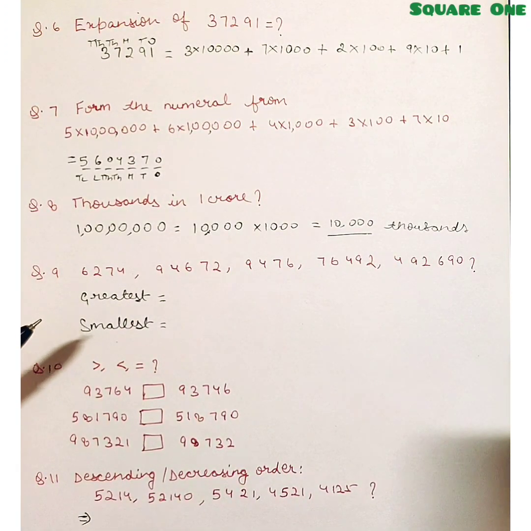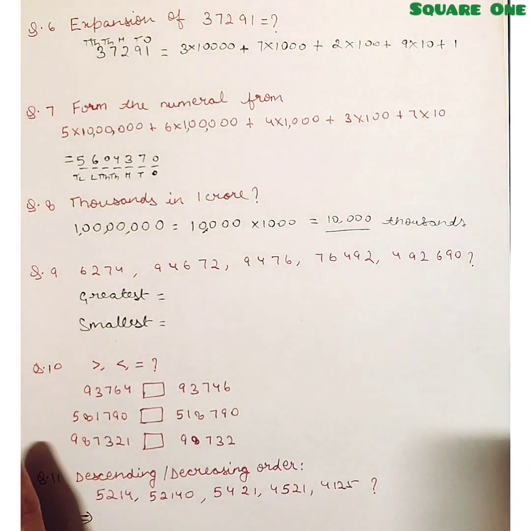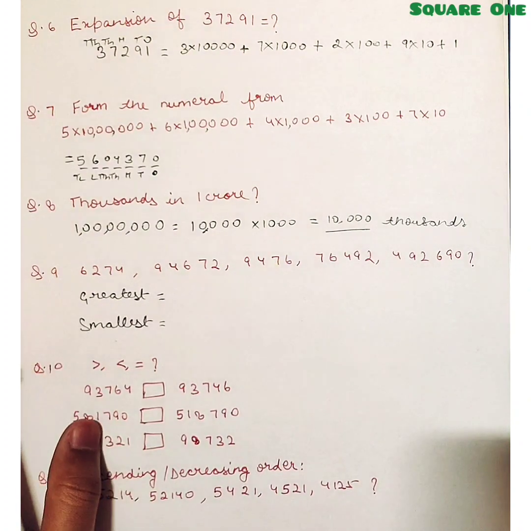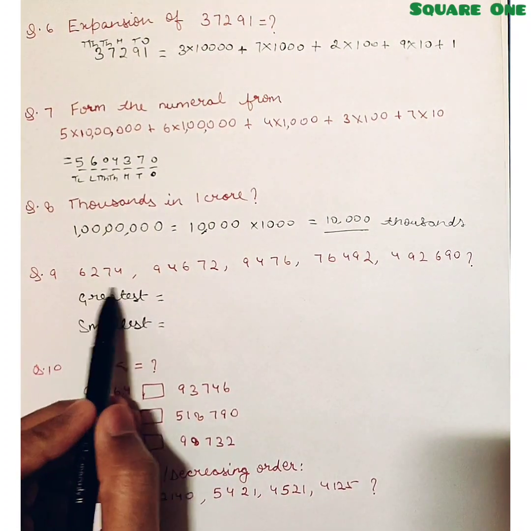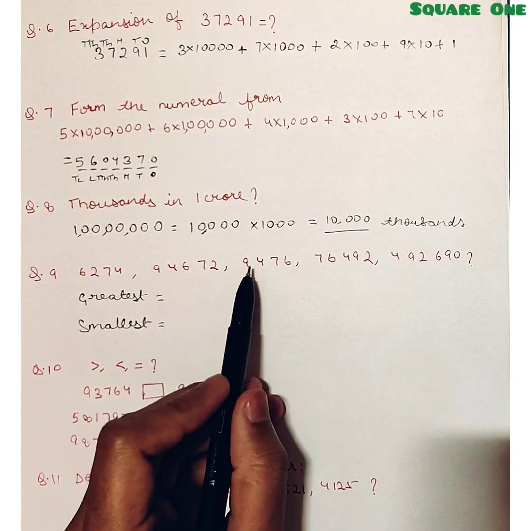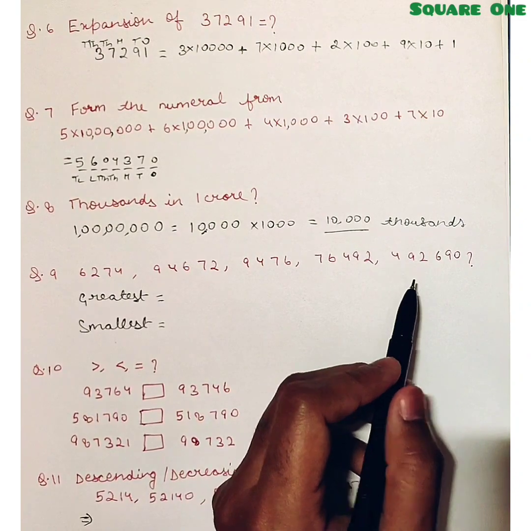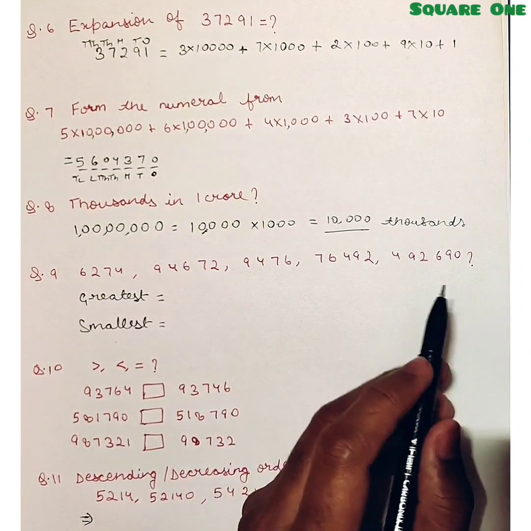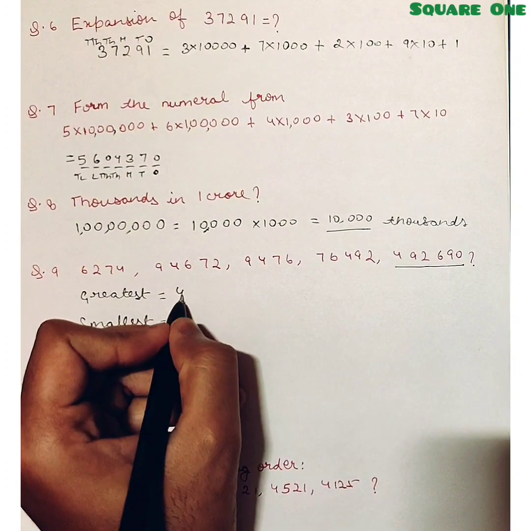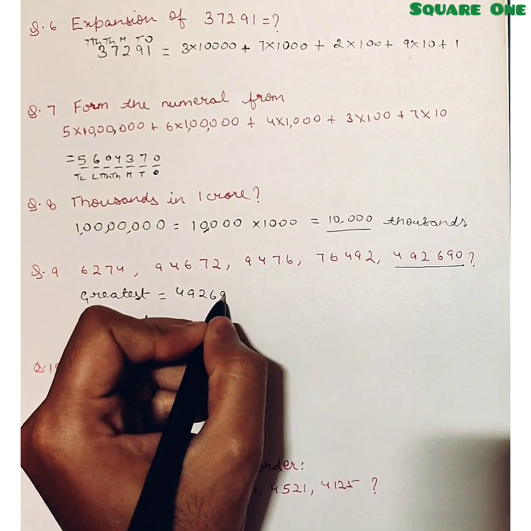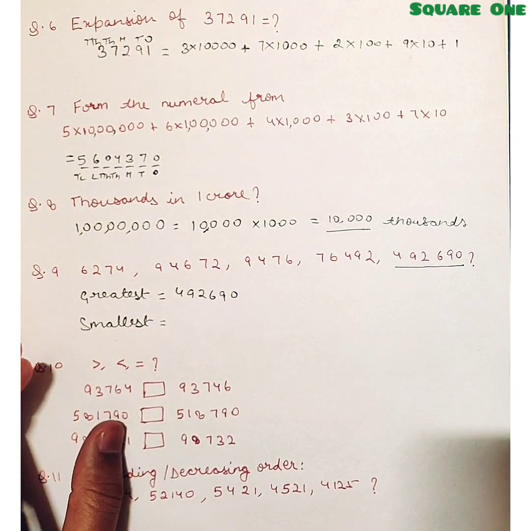The next question I gave you was that I gave you these numbers and I asked you to circle the greatest number and the smallest number. Now we can see that this number is 4 digits, this has 5 digits, this is again a 4 digit number, a 5 digit number, and this is a 6 digit number. Now the greatest number will be this because it has 6 digits. So the greatest will be 492690. This will be our greatest number because it has the maximum number of digits.